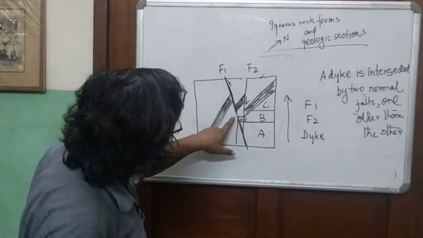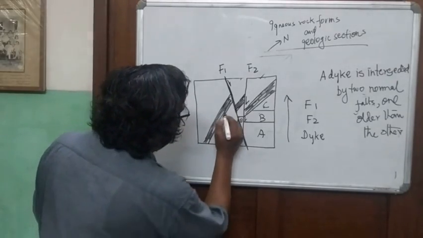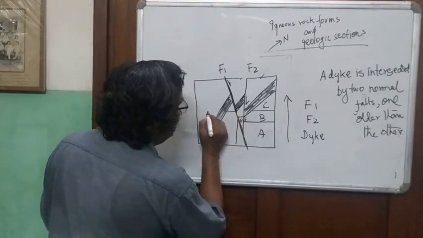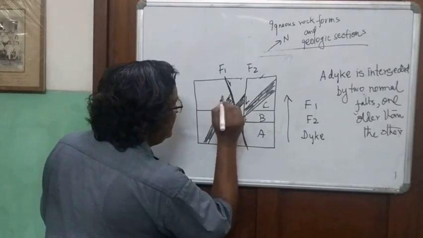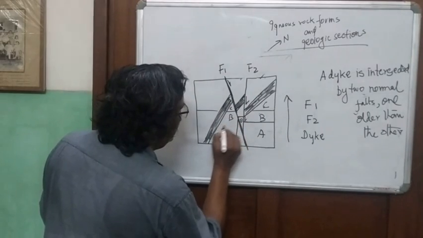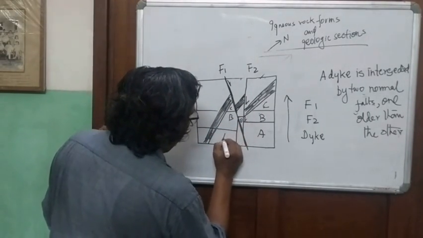What will be the B? Where will the B go here? This is a normal fault. If this is B here, then the B should be here somewhere. And therefore, this should be B. And this should be C. And this should be B. And then this should be A.